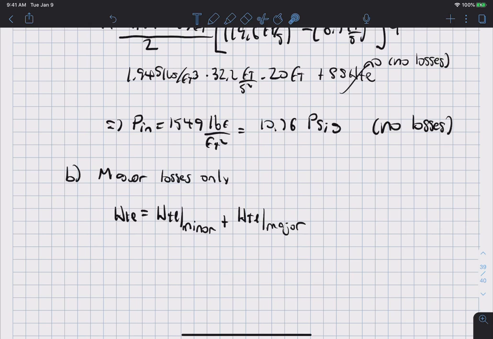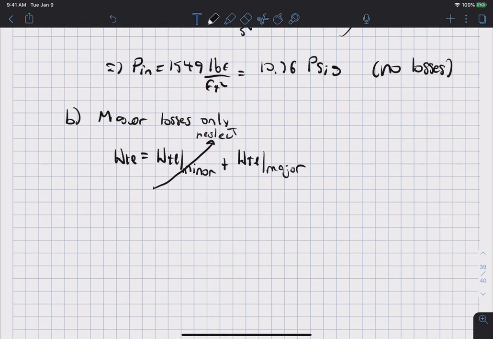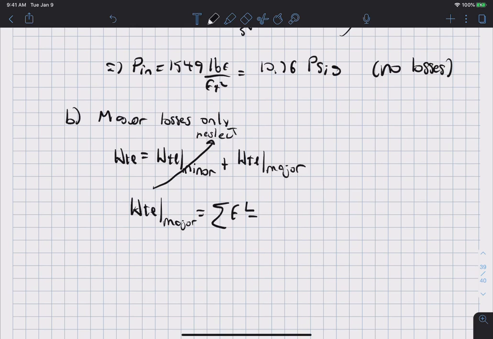So for part B, we are asked to only include the major losses, so we will forget about the minor losses until part C. For the major losses, that is equal to the sum of the Darcy friction factor times L over D times the average velocity squared over 2g. And this is applied to each section of the pipe. Here we have 6 sections of pipe.